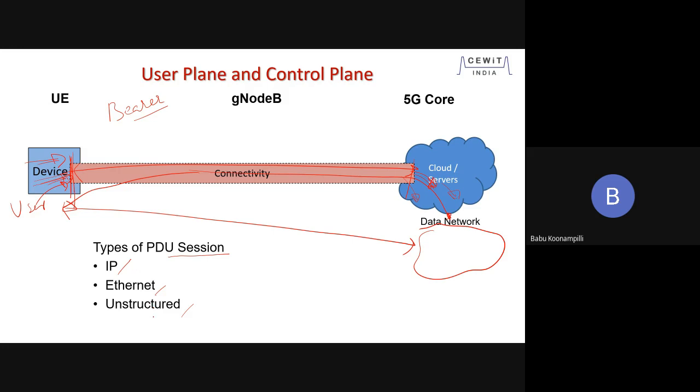In fact, these three were also there in 4G advanced. They were not there in 4G initially. IP was of course there; 4G was completely IP based. But these two came in 4G advanced, release 13, 14 later on. But in 5G, it is inherently there. It is part of the basic network itself to have three types of PDU sessions.